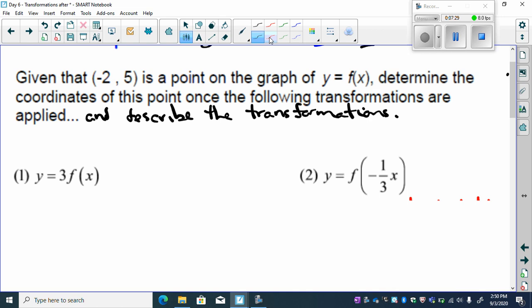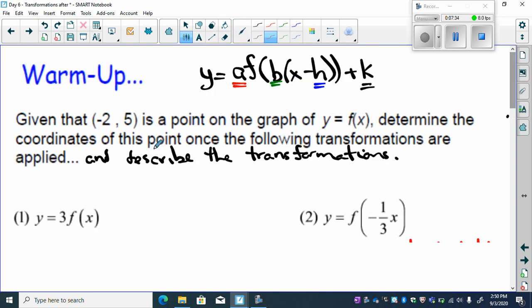In this particular question, if I'm comparing this equation to this, I can see it's got an a value of 3. There is no b value, so it's understood to be a 1. b would equal 1. So for this one, a is 3 and b is 1. There's no h value in this bracket, so h would be 0, and for k, there's nothing out back, so k is also 0. Those are the parameters.